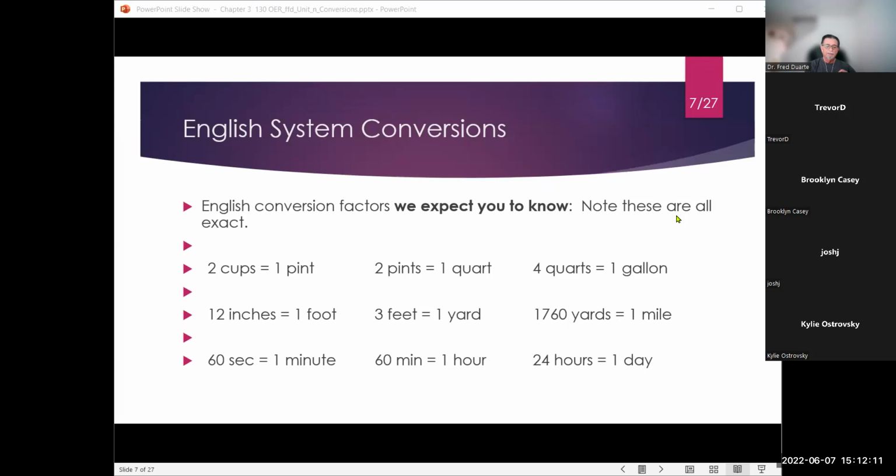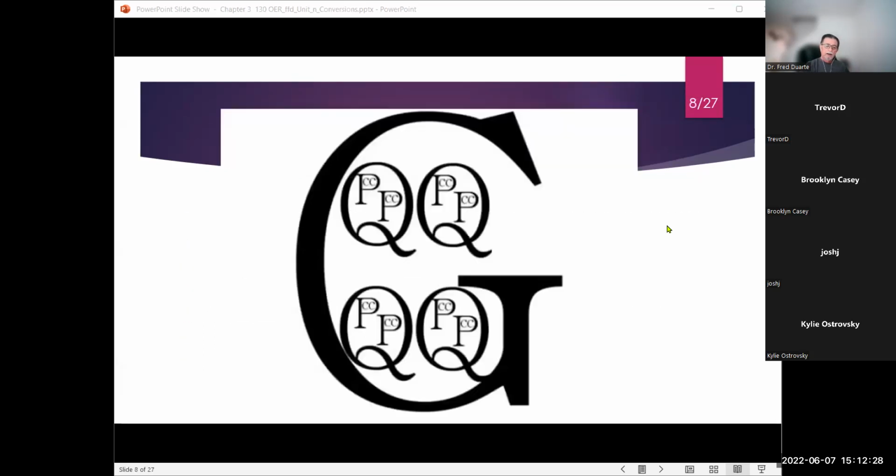Okay. So with those kinds of factors, plus those 3 other factors that we gave you in your shapes table, we can start working problems where we're going from metric to English or English to metric, okay?